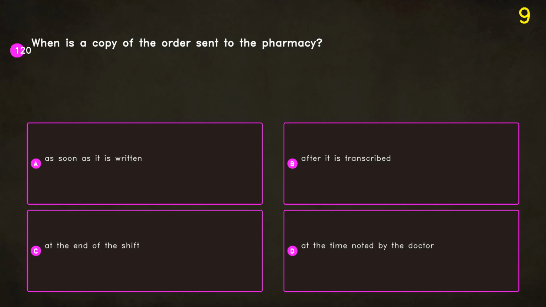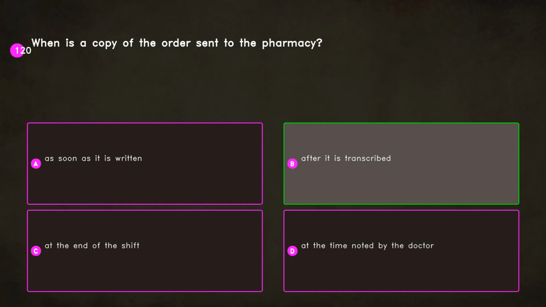Question 120. When is a copy of the order sent to the pharmacy? A. as soon as it is written. B. after it is transcribed. C. at the end of the shift. D. at the time noted by the doctor. The correct answer is after it is transcribed.